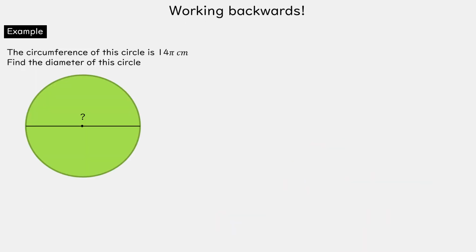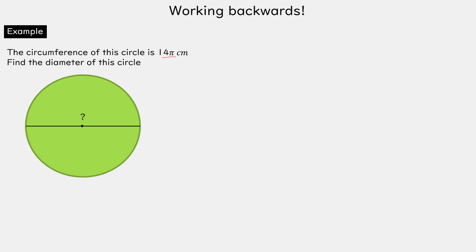Okay, we're now going to be looking at working backwards. This time let's read the question. The circumference of this circle is 14 pi centimeters. Find the diameter of this circle. So this time we're given the circumference and we need to work backwards to find the diameter.